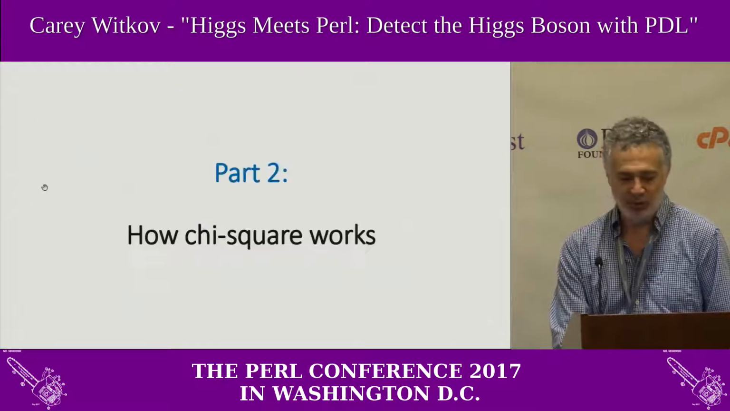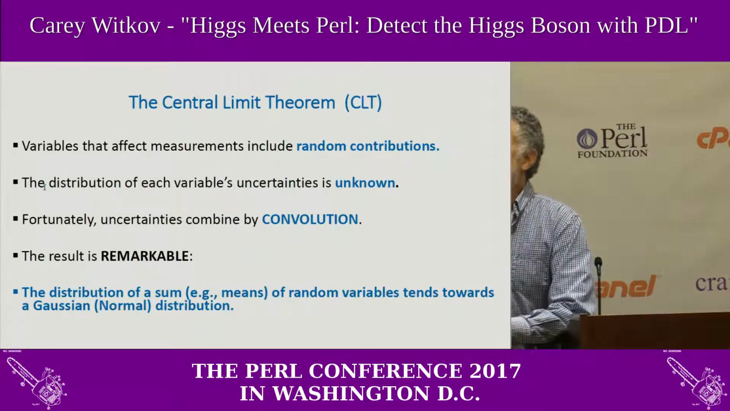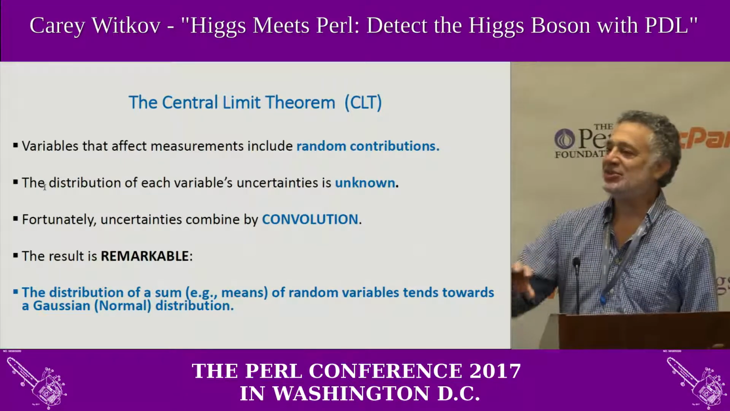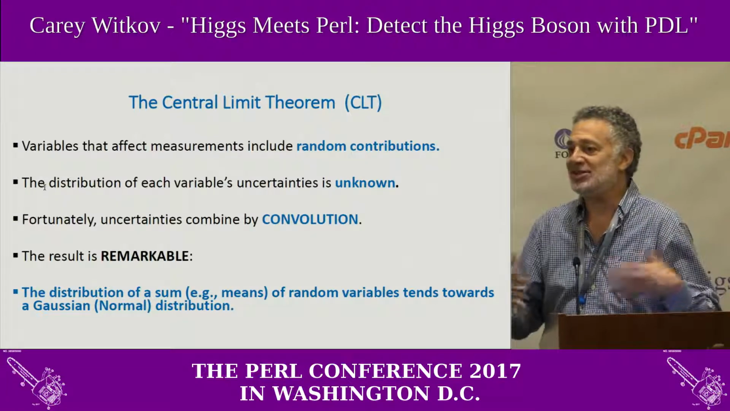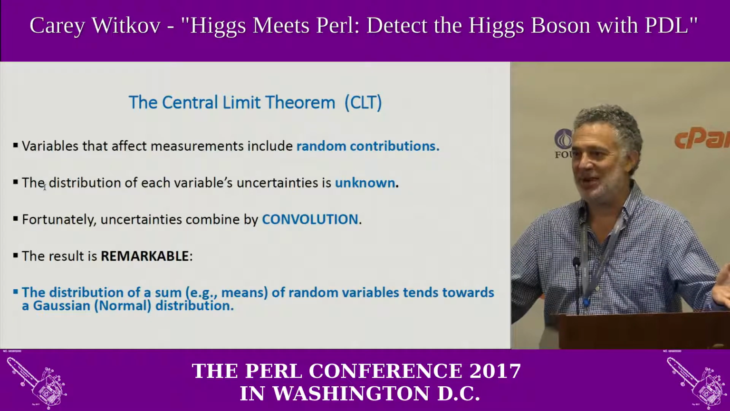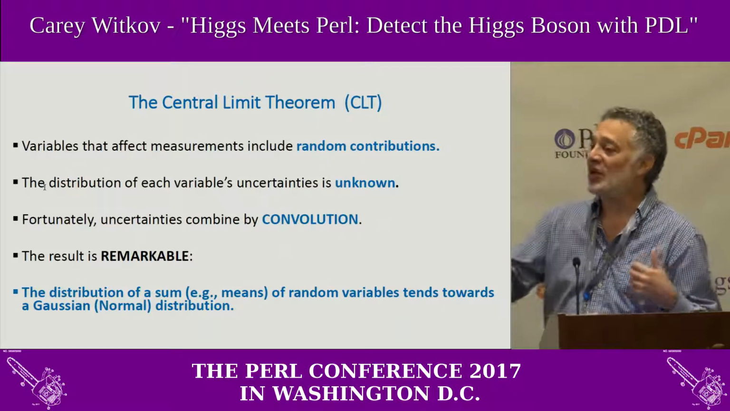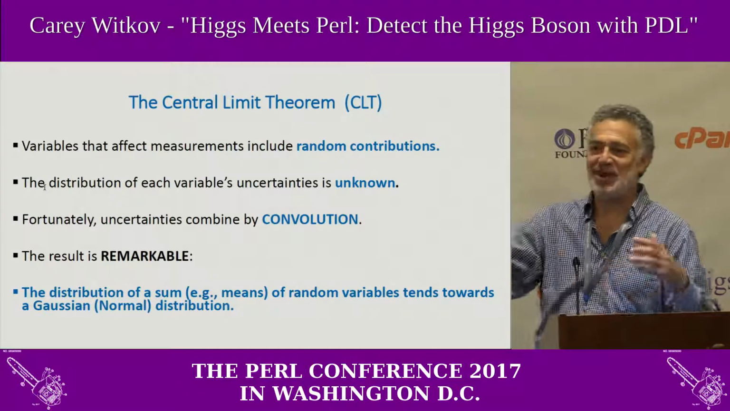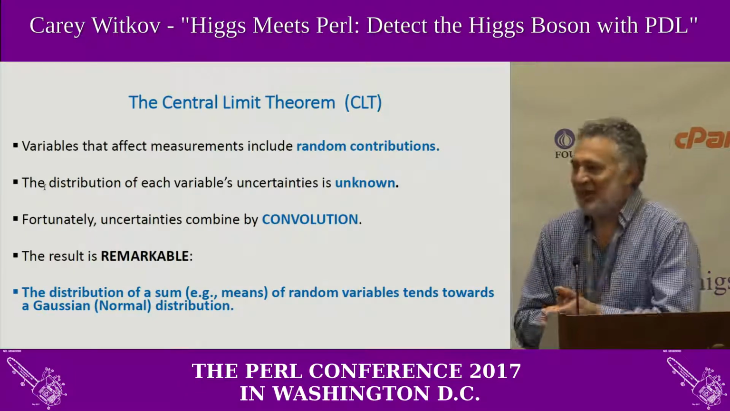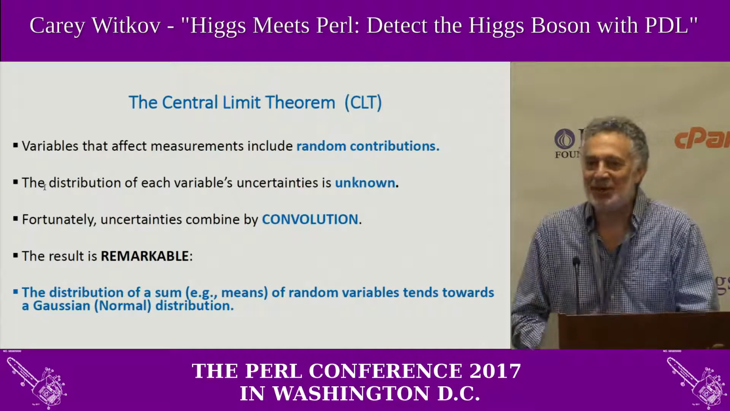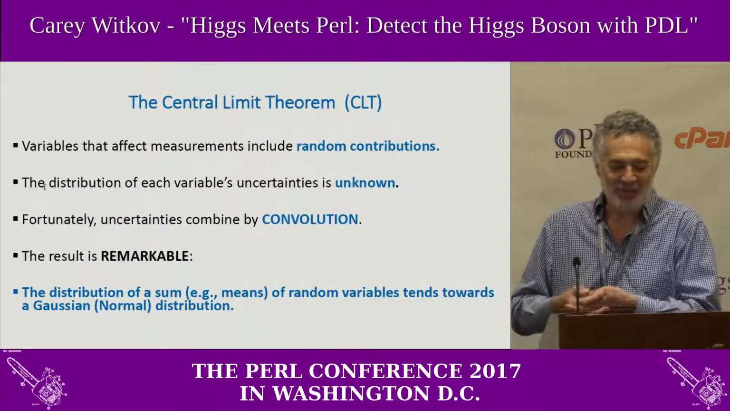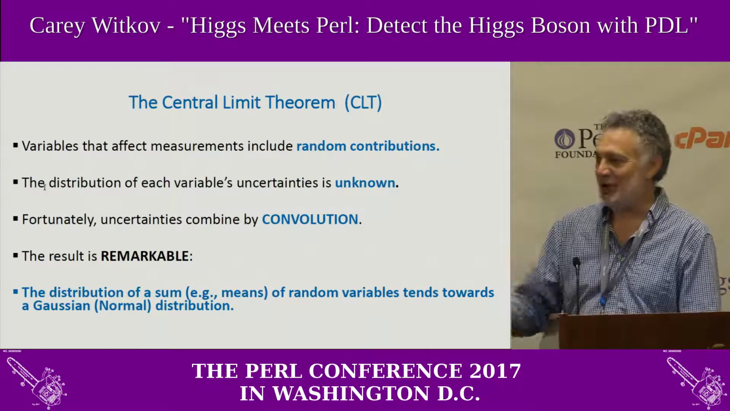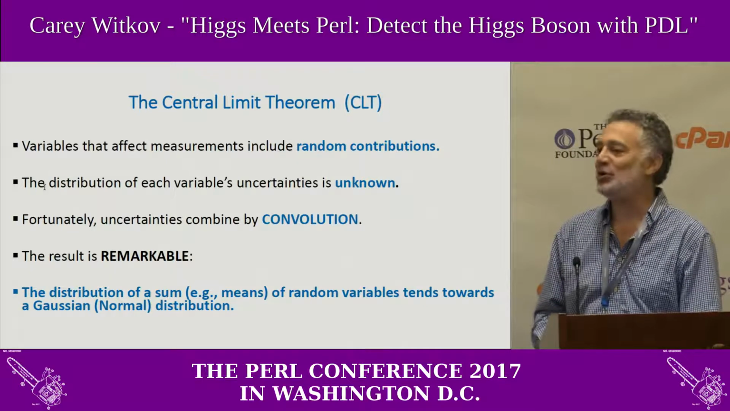So how does chi-square actually work? It's built upon one main pillar, the central limit theorem. Variables that affect measurements include lots of random contributions every time you take a measurement. And we often have no idea what the distribution is of each of those random contributions. It could be a uniform distribution, exponential, who knows? Fortunately, when they combine by a mathematical operation known as convolution, the result is remarkable: the distribution of the sum of random variables, and a mean is a sum, tends towards a Gaussian.